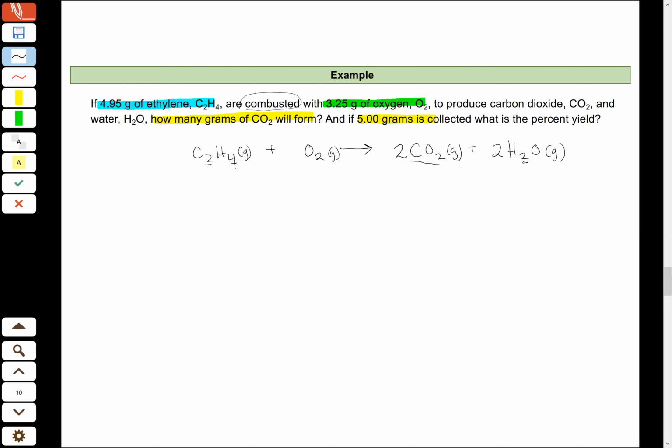Adding up my oxygen from my products, I'm going to have 4 oxygen from CO2 plus 2 oxygen from water to give me 6 oxygen atoms on my product side. I've got 2 on my reactant side, so if I multiply that by a coefficient of 3, I'll have 6 on my reactant side as well. All right, I've got a balanced equation.